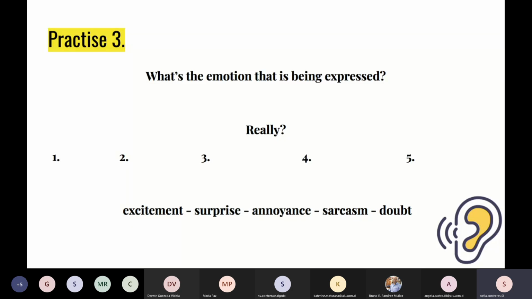Okay, so now we can continue. In this part, you can see that there is a question written there that says, really? And you will listen to 5 recordings. Then you have 5 emotions: excitement, surprise, annoyance, sarcasm, and doubt. You will try to identify for each one of the recordings which emotion is being expressed by the speaker. Okay? Questions? Okay, so I'll play the recording, each one of them just once. Please let me know if you can listen.